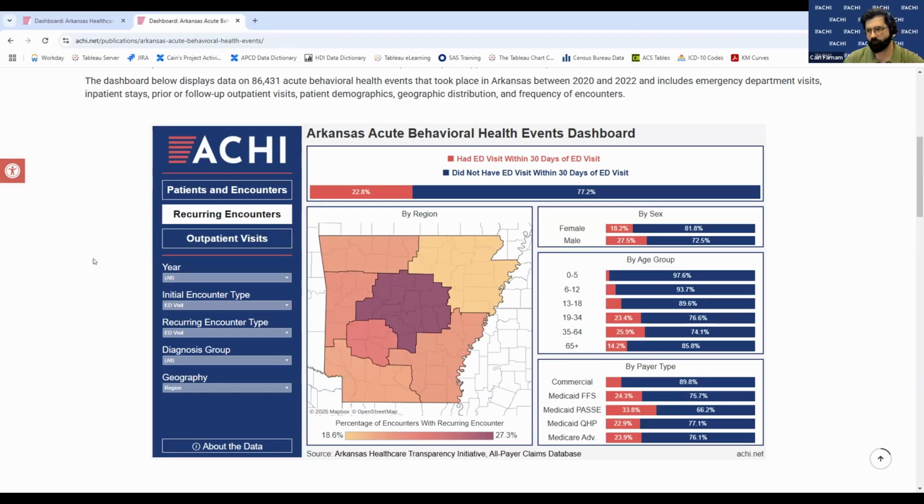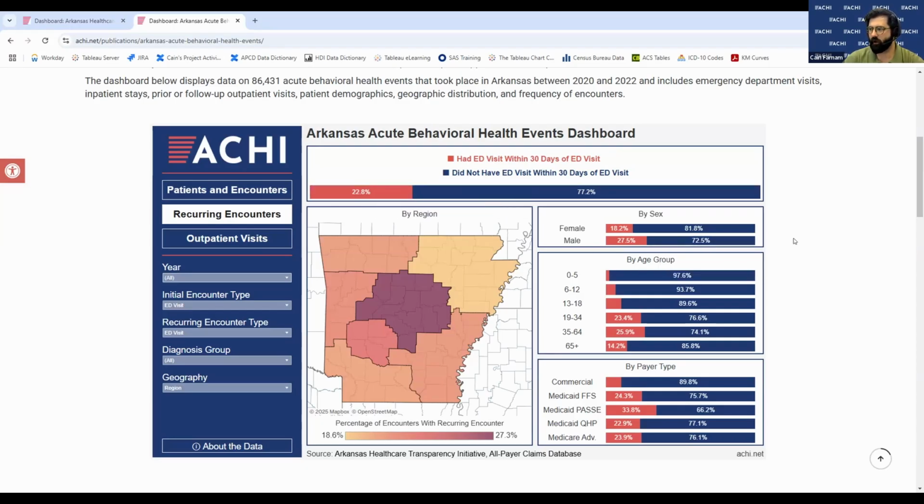So for recurring encounters right now, I've set the initial encounter type to be ED visits. So these are still those 59,000 individuals or 58,000 individuals. And I've set the recurring encounter type to ED visit. So for the entirety of the 3-year span, 2020 to 2022, 22.8% of all ED visits had a follow-up ED visit within 30 days. So we'd like to see this number going down.